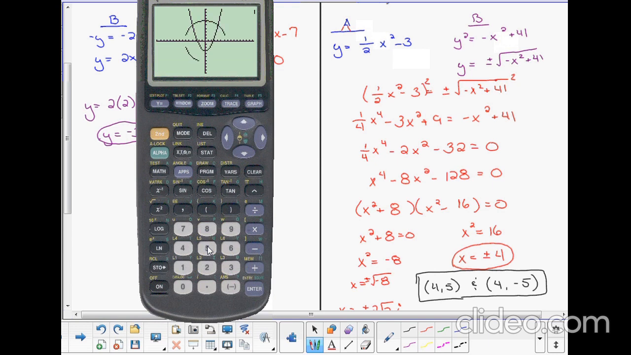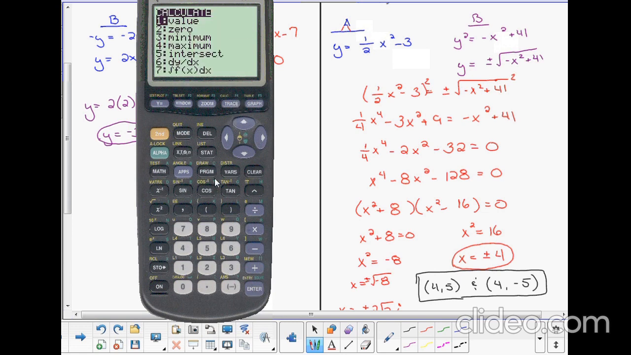And I can see 2 intersections. Let's make sure they are the right intersections. So second trace, intersect. I'm going to move my cursor over close to one of my 2 intersections, hit enter. And then it's going to jump to the circle, hit enter. I'm not going to guess, I'm just going to hit enter again. And so this gives me one intersection, (4, 5).